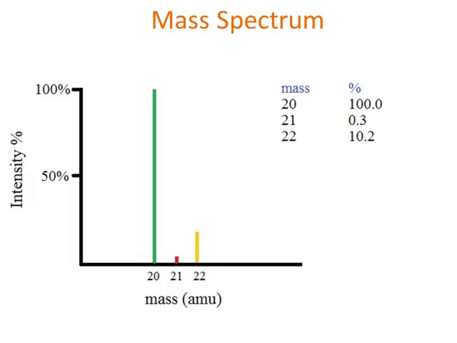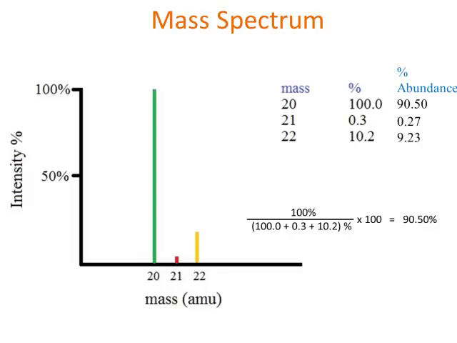To do this, divide the reported intensity of each peak by the total intensity of all peaks. For example, the peak at mass 20 has an intensity of 100%. We must divide this 100 by the total of the intensities of all 3 peaks, 100 plus 0.3 plus 10.2. This gives us a percent abundance of 90.5% for the neon 20 isotope. Then do the same thing for all peaks to obtain the percent abundances for those isotopes.